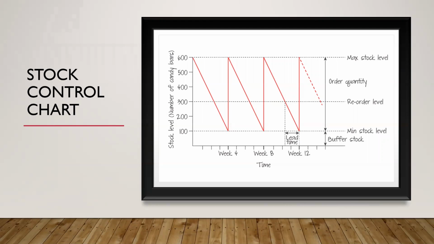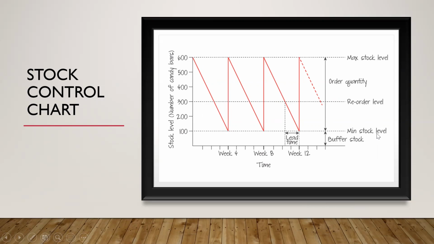Next, stock control chart. What is this? I've taken this one from your Cognity, under section 5.5.3. Essentially, be able to explain each of these different things. On this axis you have your stock level, the number of candy bars you have in stock. You always start with 600, and you know that after 4 weeks it'll be down to 100. For some reason, you've decided that 100 is your minimum stock level.